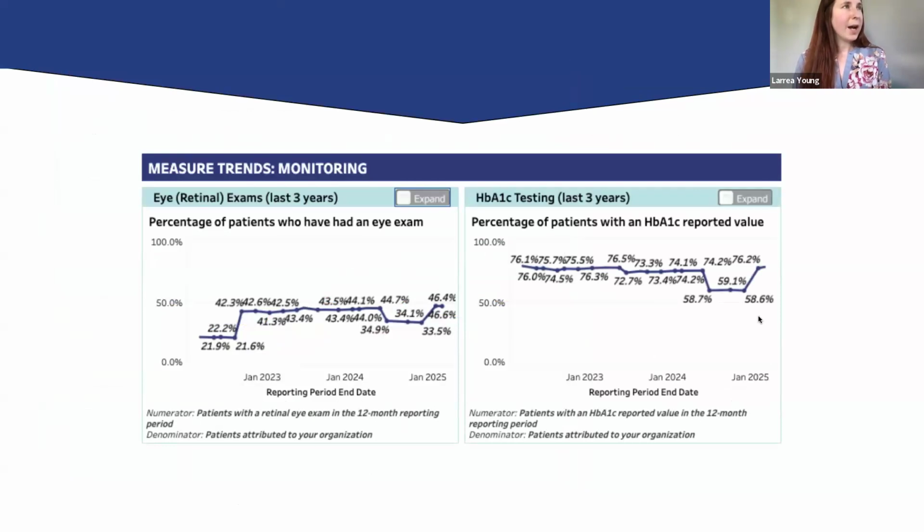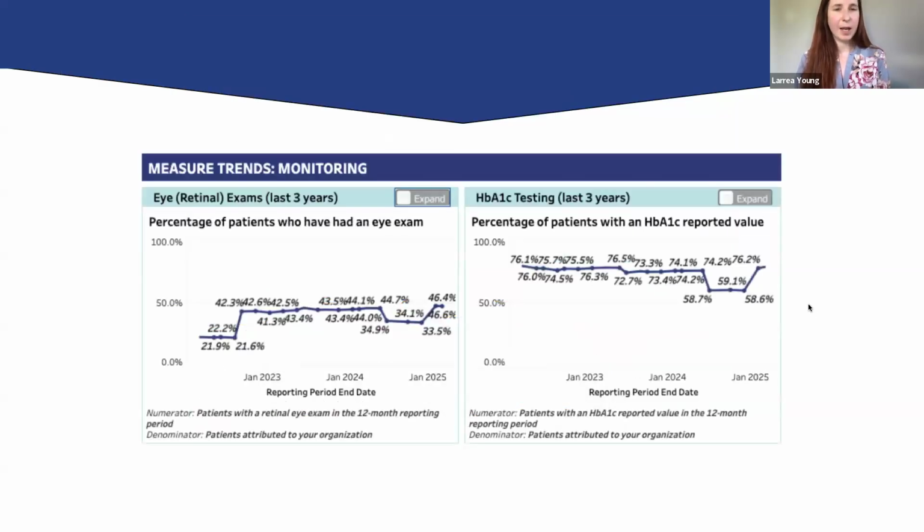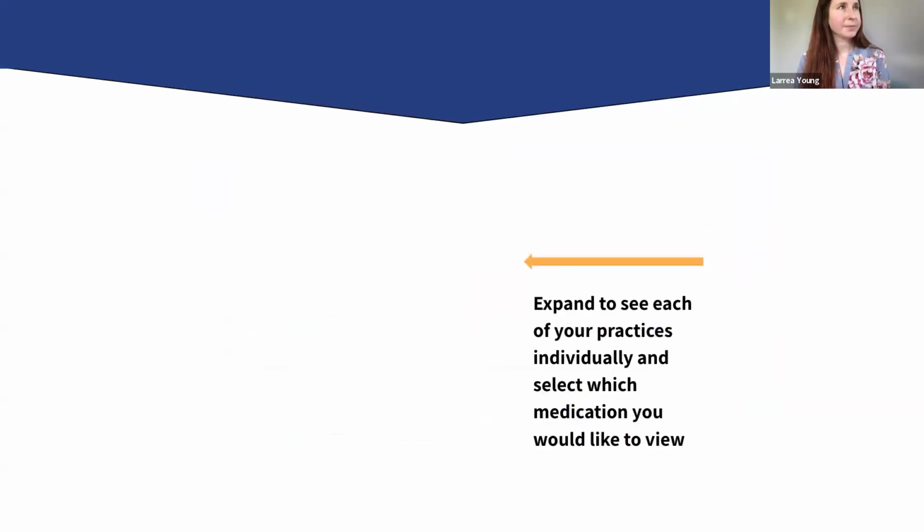Scrolling down, you'll also have those monitoring trends. So this is the retinal or eye exams and your A1C testing rates. Again, really similar, showing that trend over the last 3 years. And these will also have a similar expand that will open below them. And then you'll have some of those important prescribing visualizations. So CGM, statin, and then your diabetes medications.